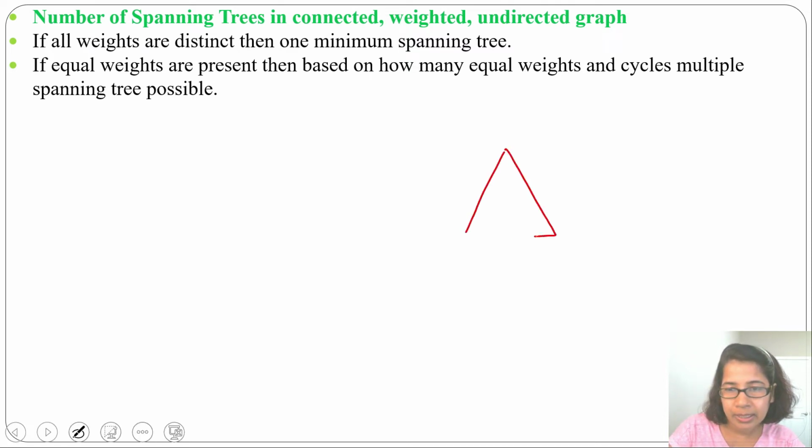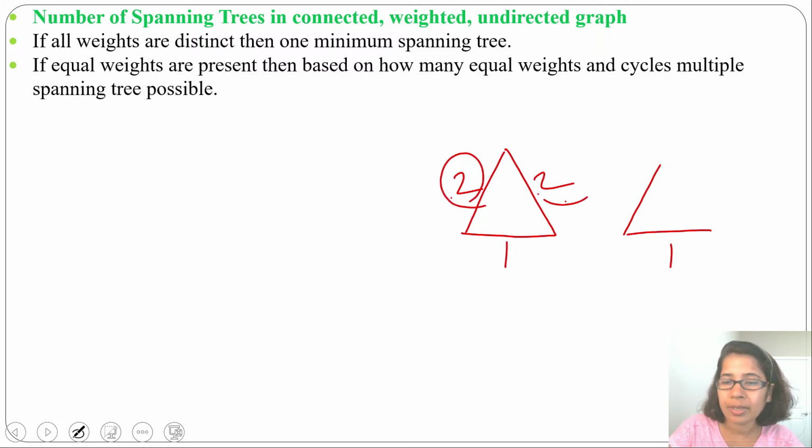Suppose this is a graph and here weight 2, here weight 2, here weight 1. So in the spanning tree we'll choose weight 1, then from these two any one, 2. So there are two spanning trees possible. One by choosing these two, another by choosing these two. So based on how many cycles and how many weights are present on that cycle, multiple spanning trees are possible.